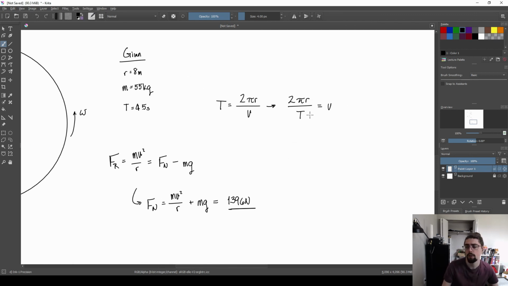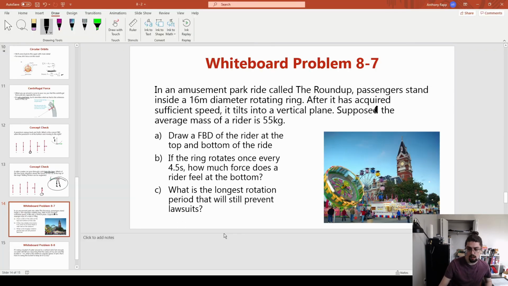And if we're plugging in numbers for this thing, just to make sure we're all on the same page, I should have gotten 11.17 meters per second. All right. Are there any other questions on this part so far, though? And this is for the bottom specifically, right? Because that is the answer to how much force does the rider feel at the bottom?